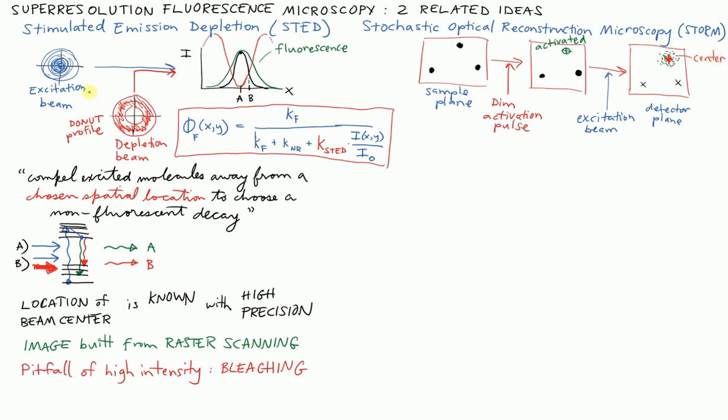And just as in the STED case, I have arranged my beam scanning optics so that I know where the location of the beam center is with high precision as I raster scan it. Here, I take an image of this plane, and I have many emitted photons from that activated fluorophore, so I can calculate the center of that spot very accurately. I can assign the molecule to being where the red cross is.